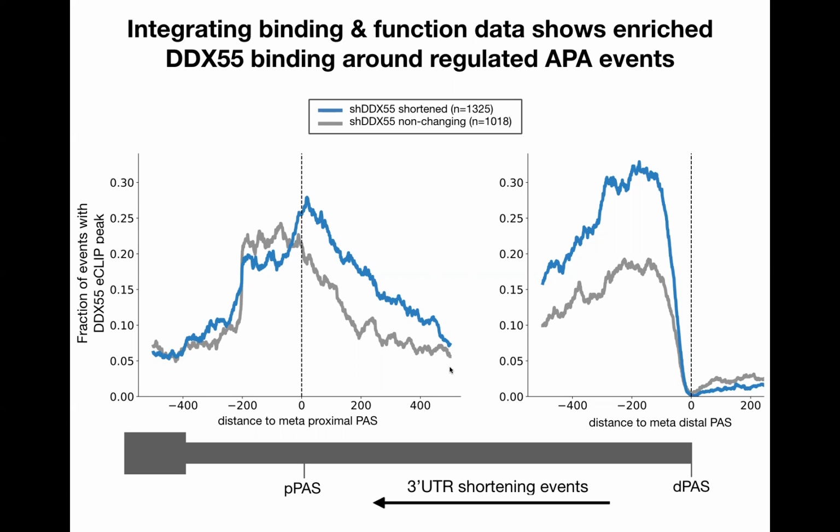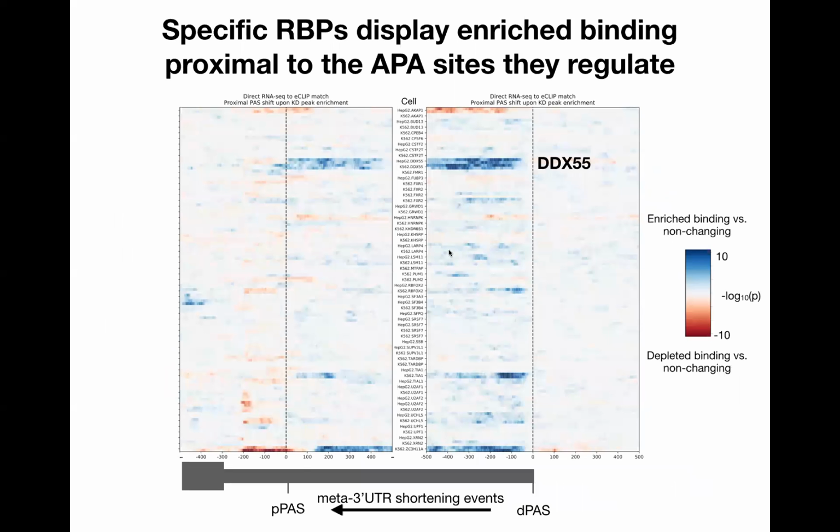So kind of widening this out to all the ENCODE RBPs for which we have RNA-seq and eCLIP data, just showing the same data in a different way as relative enrichment, enrichment in blue versus depletion in red. DDX55 really stands out as particularly significant compared to all the other RBPs in ENCODE where we have this direct data to compare. So the enrichment is very noteworthy.